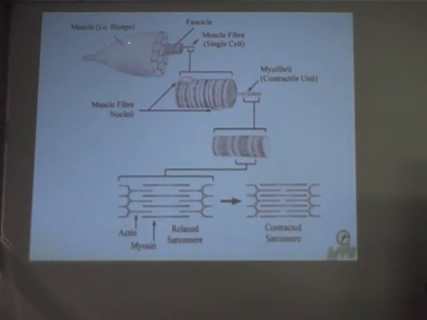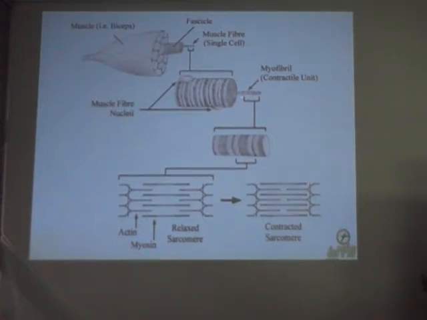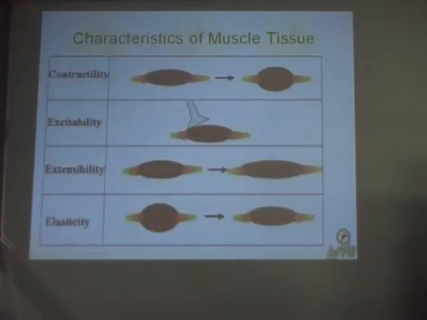Muscle is broken down into fascicles, pulling out into a single muscle fibre. If we expand on that, we've got many myofibrils that contract, our unit within a muscle fibre, and many actin and myosin filaments within a myofibril. Now, this is important to note.